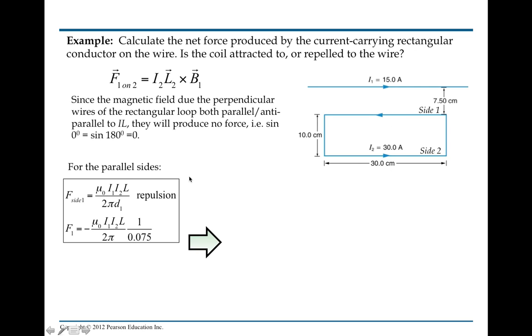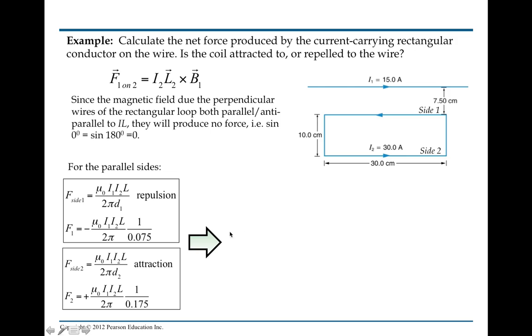So for the parallel sides, these two, the force of side 1, this is side 1, which is repulsive, because these two currents are in different directions. So all I have to do is mu I1 I2 L divided by, the only thing that I need to worry about is 1 over D, which in this case is 0.075. I have to do it in meters.